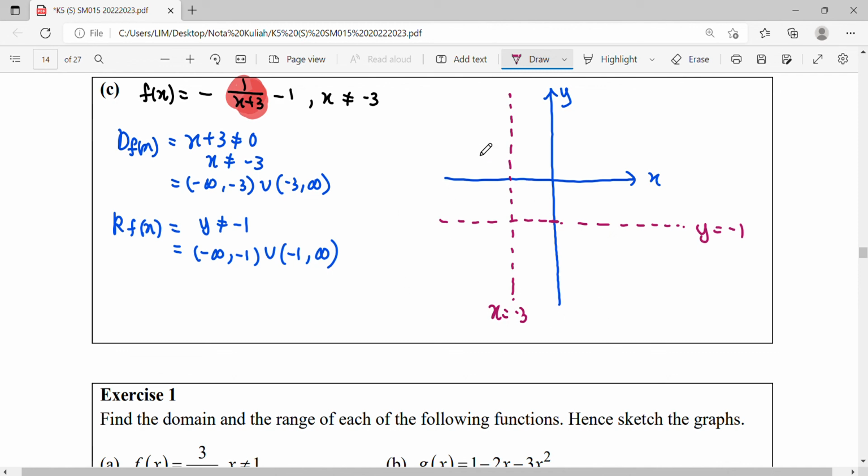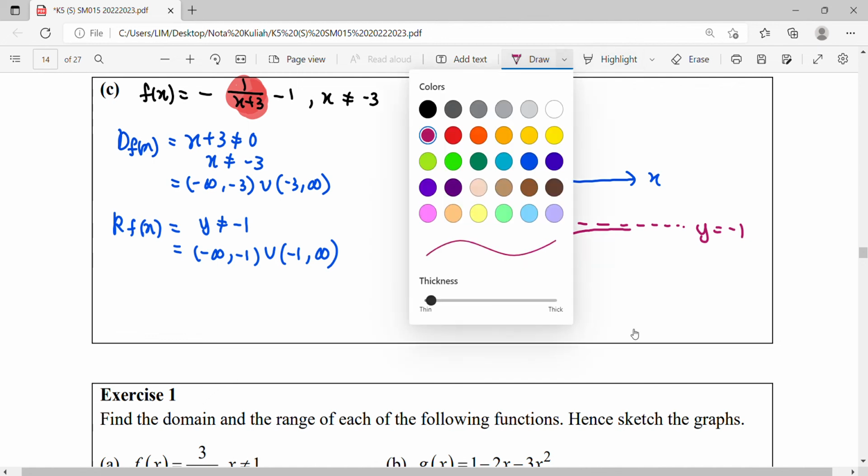So where's the graph? Is it in the pair of 1, 3 or 2, 4? We look at our rational here. The coefficient is negative, so the pair will be in quadrant 2 and quadrant 4. So quadrant 2 and quadrant 4. So we draw our graph. So the tail curves near the asymptote. Same here, like this, close. So we curve. Then we notice that we have intercepts.